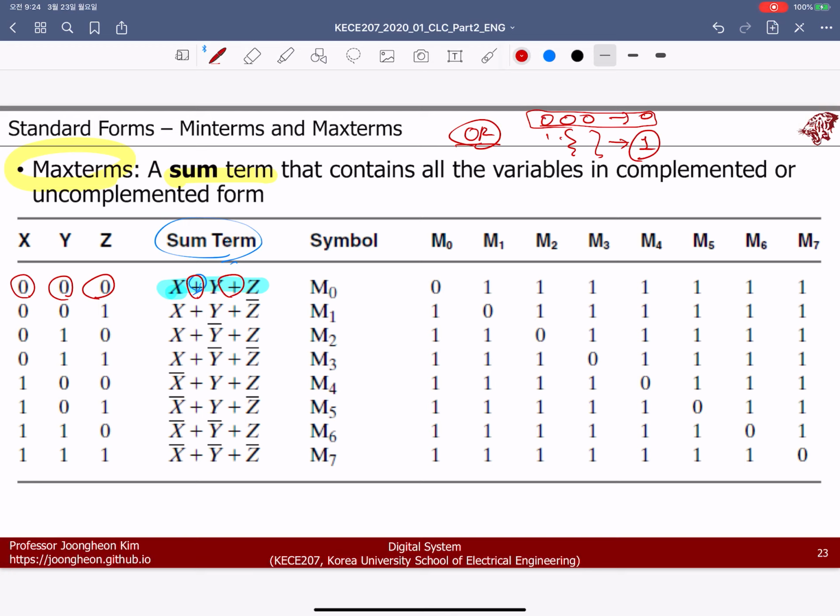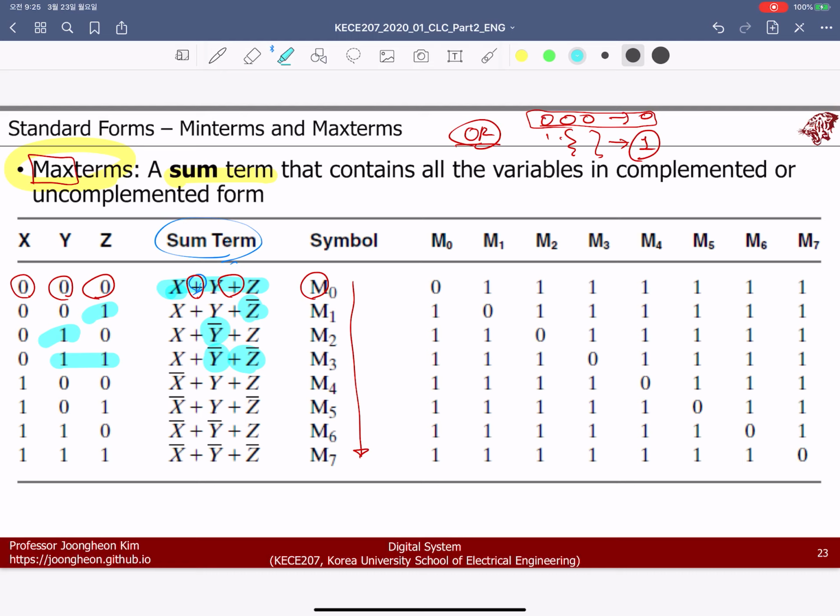Okay. So this is max term. That's why we have capital M. So we go from capital M sub 0 up to capital M sub 7. And then for the next case, G is 1. That's why we have to make this one 0, so we need complement. Here, y is 1. That's why we need complement of y. Next, y and g are 1s. That's why we need complements for these two, y and g.